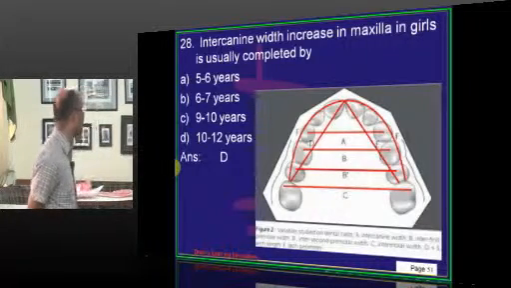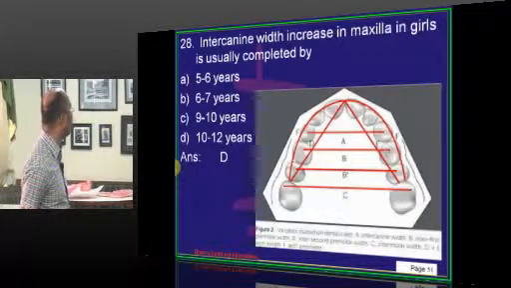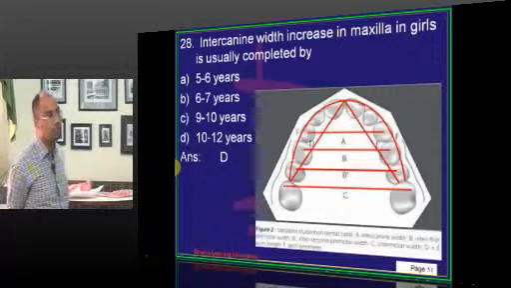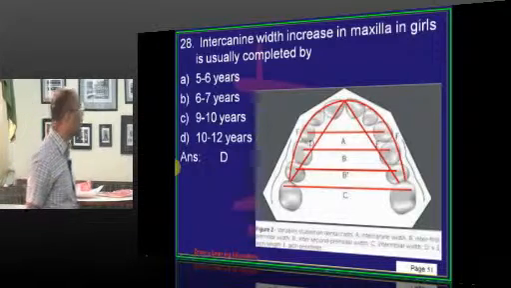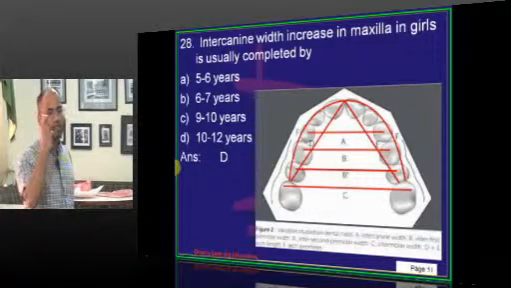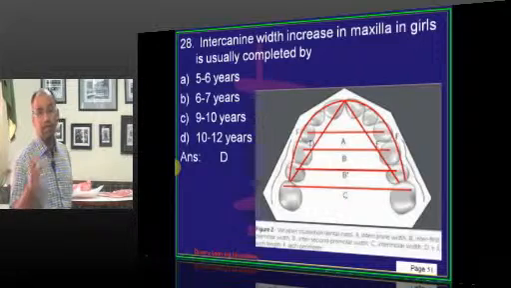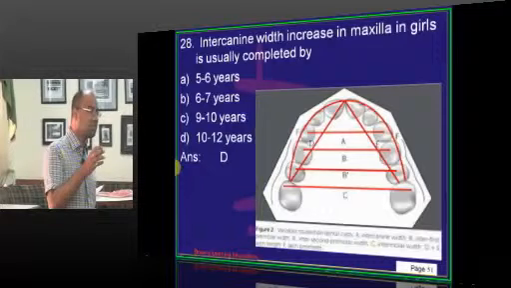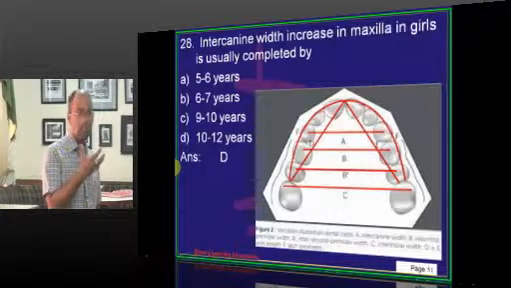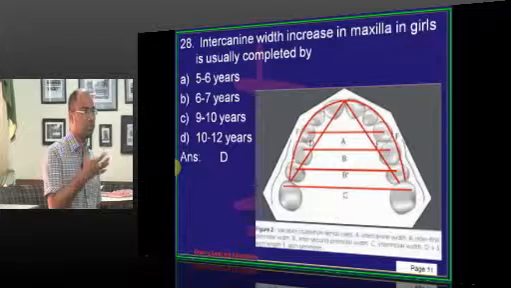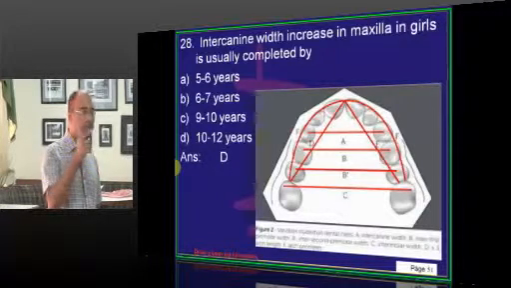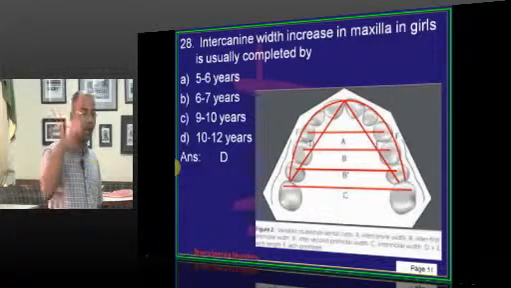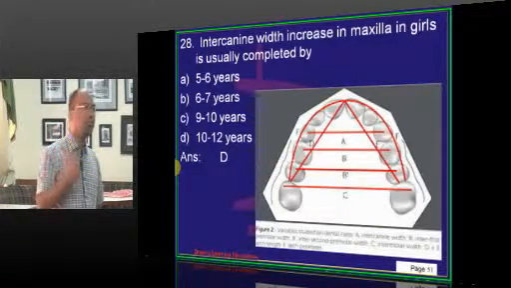The intercanine width increase in the maxilla in girls is usually completed by what age? It is completed by 10 to 12 years. That is your transverse dimension. The growth will cease first in the face in the transverse dimension, that is the width. Then it is followed by the sagittal dimension, that is your anteroposterior depth, and the last is your height, that is the vertical dimension.